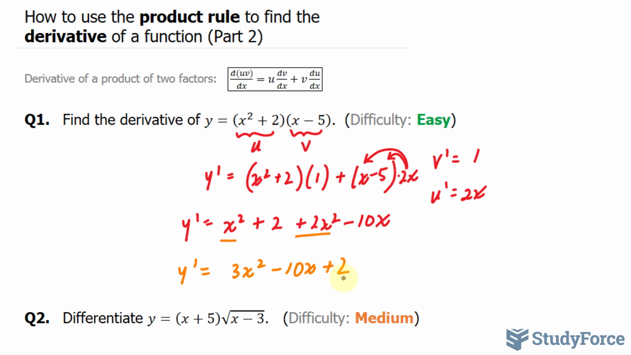Now I refer to this question as being easy. The reason why is because we could have multiplied the two factors together from the start and taken the derivative term by term using the power rule. For instance, I could have multiplied all of this out, expanded this, and then individually found their derivatives. Let's move on to question 2.